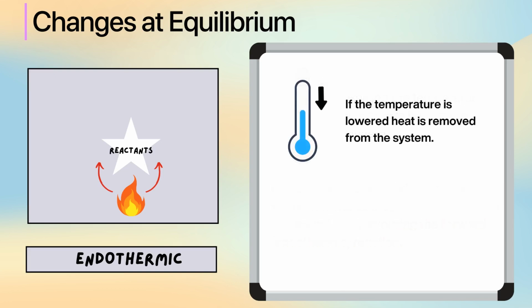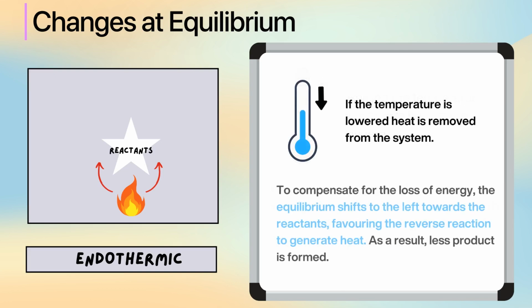Lowering the temperature removes heat from the system. To compensate for the loss of energy, the equilibrium shifts to the left towards the reactants, favoring the reverse reaction to generate heat. As a result, less product is formed.